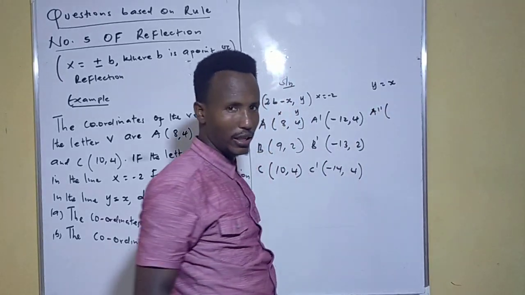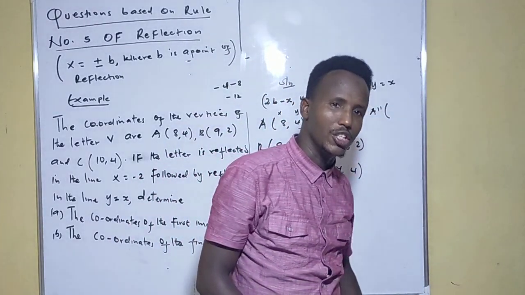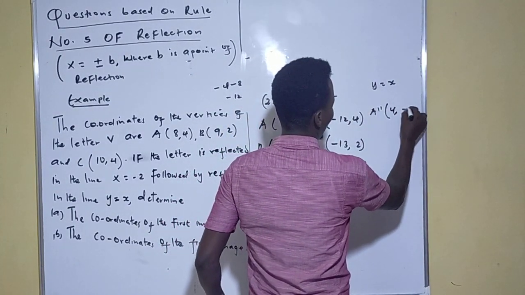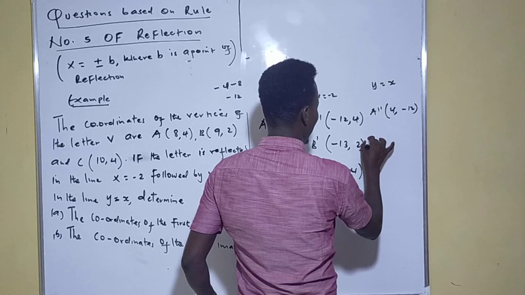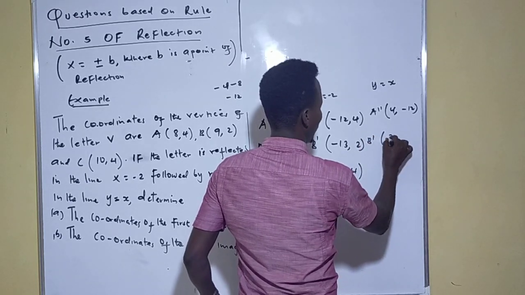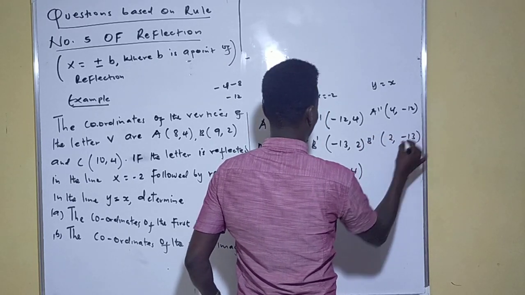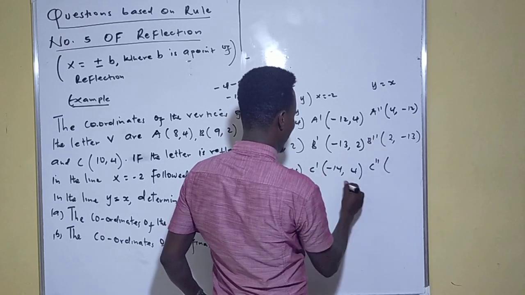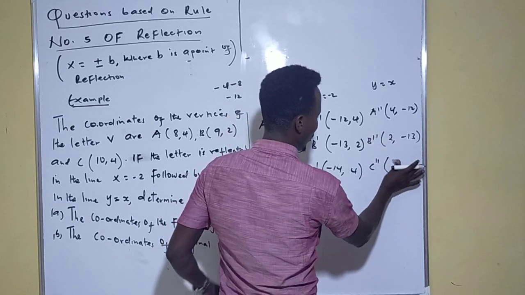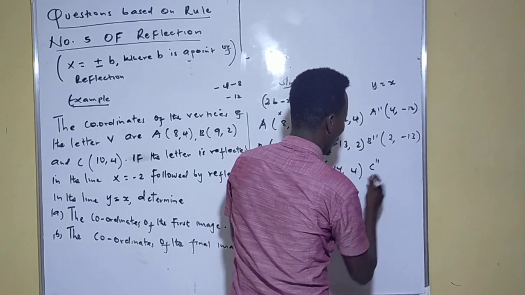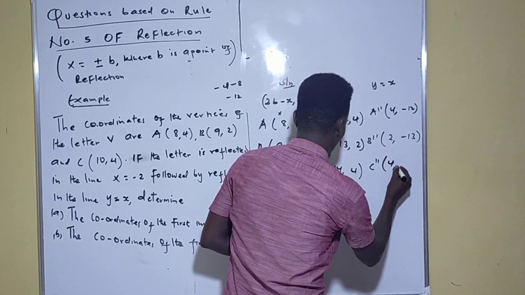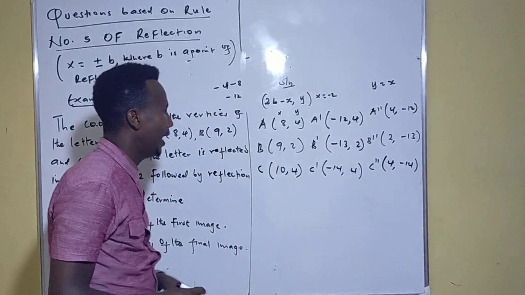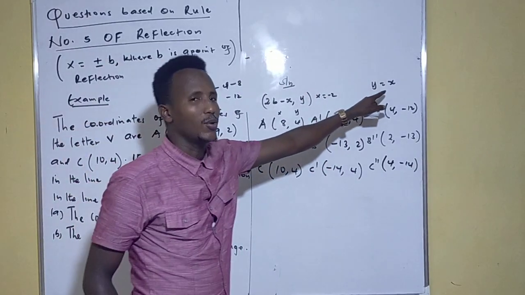What will happen? Y is equal to x. The two coordinates will interchange, but there's no change in sign. So these two will interchange. So it will be 4, negative 12. Then b double prime, likewise, will be 2, comma, negative 13. Then c double prime will be 4, comma, negative 14. Again here, you must draw the line y is equal to x.